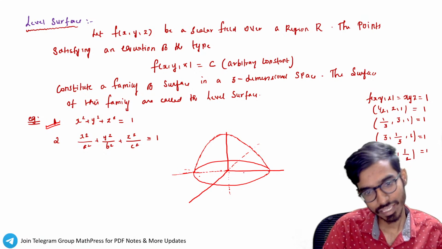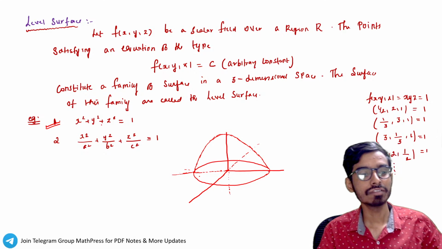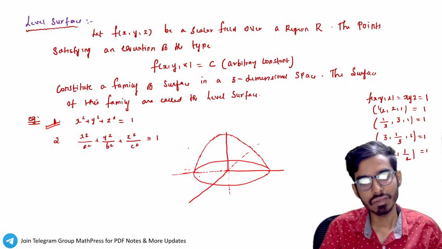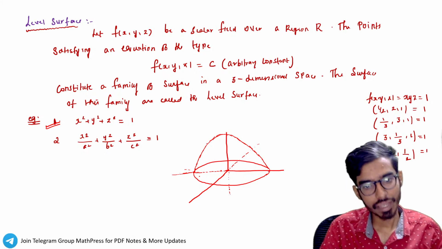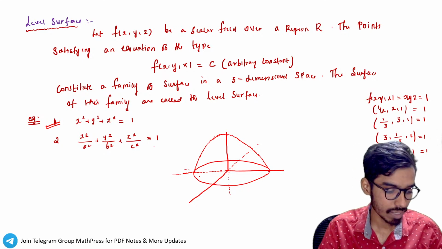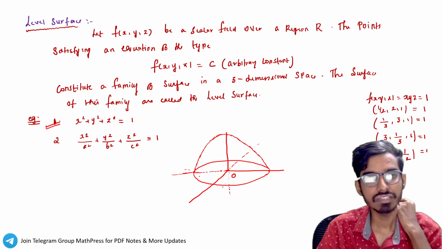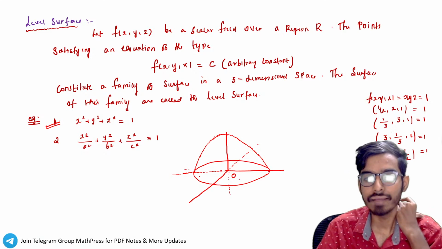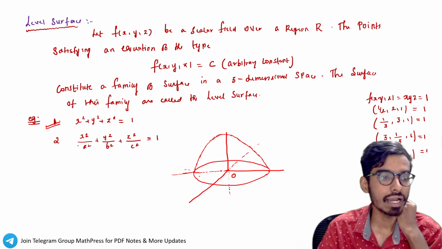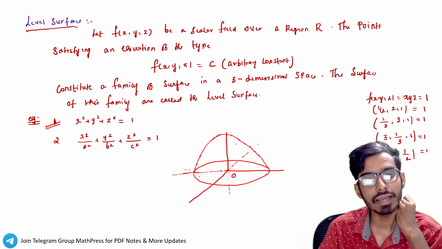You can see all these points will satisfy the equation x square plus y square plus z square is equal to 1. And this forms a surface in 3 dimensions, right? So this is called a level surface, right? And similarly, you can draw a diagram for this also. So this is called level surface.